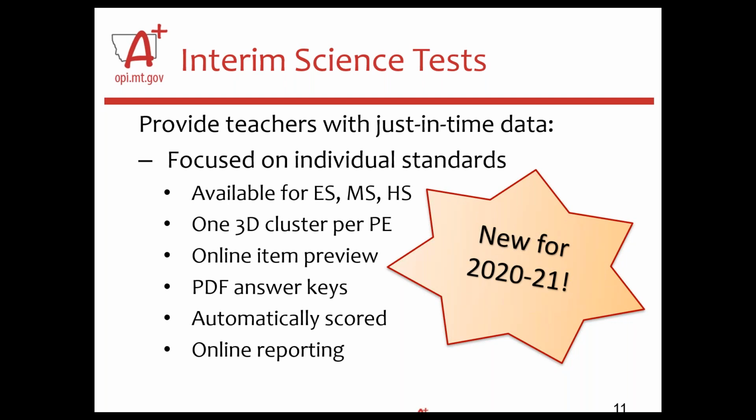Teachers can preview the clusters online, so you can log in with your account and see what the students will see. And then you also can get a PDF answer key that includes standards alignment information. The interims are automatically scored online in the system, and they'll be reported online in the same place that the Smarter interims are scored. We have not seen exactly what this looks like yet, but it is designed to be very similar to Smarter Balanced. So if you're using those, it will be helpful.